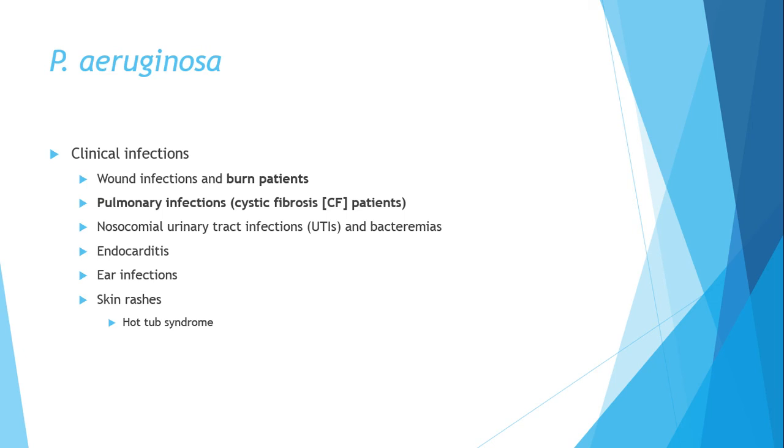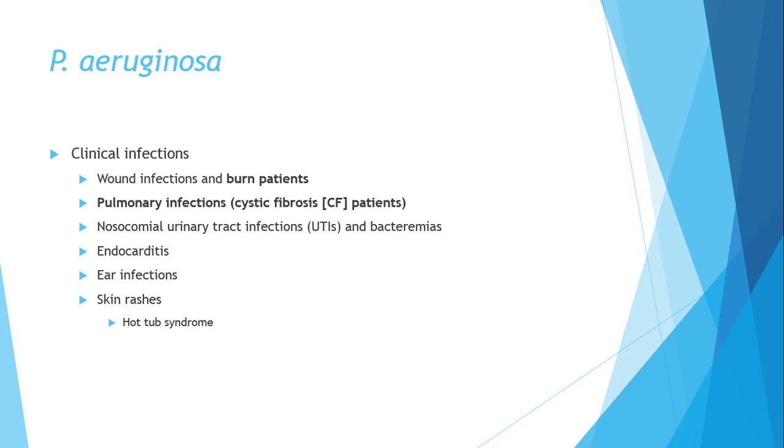Clinical infections that we see: wound infections, burn patients can come down with this kind of infection. Pulmonary infections, and cystic fibrosis patients come down with Pseudomonas quite a bit. So I want you to know for the exam this particular patient population at risk for Pseudomonas. And we'll talk about another organism in a minute that is also a risk for cystic fibrosis patients.